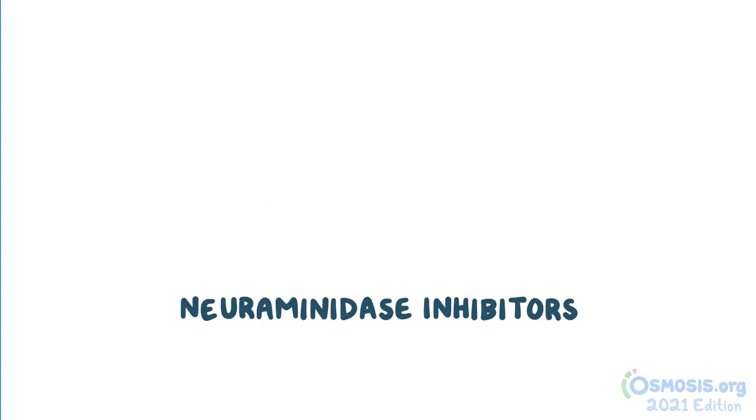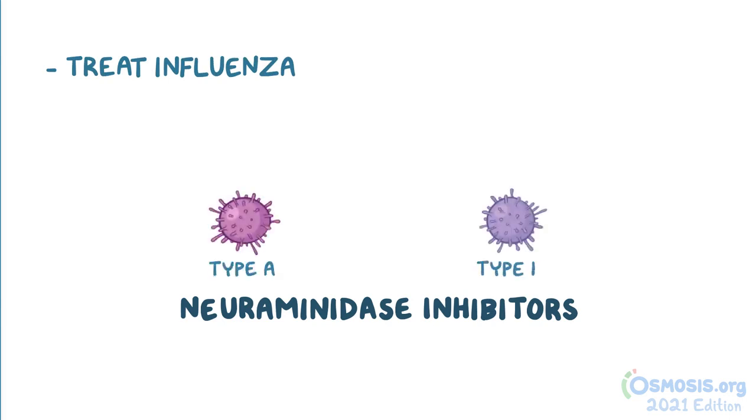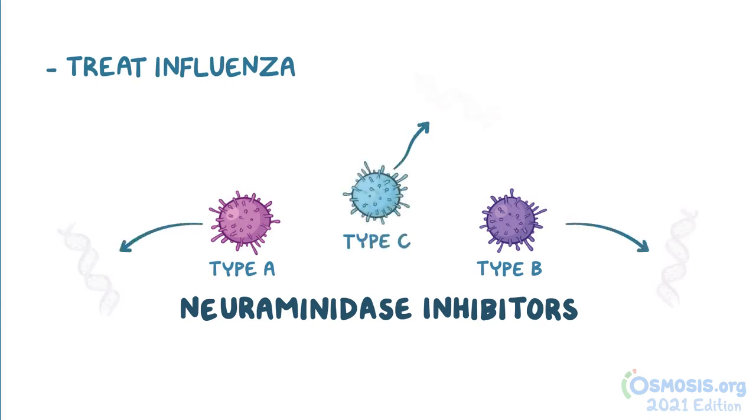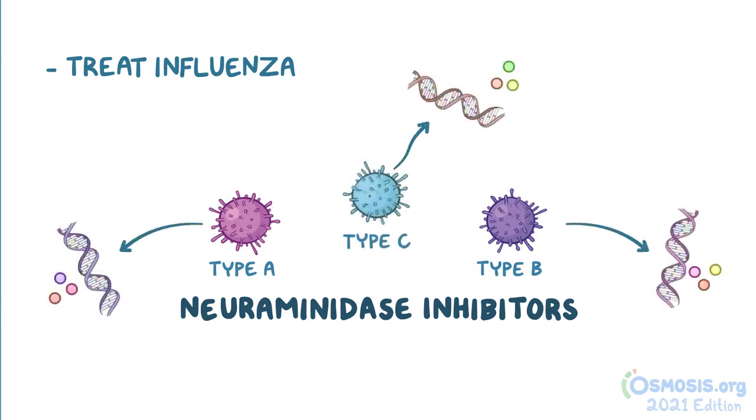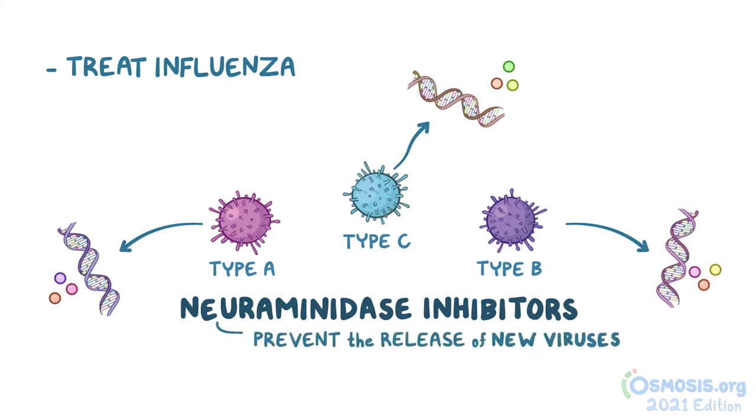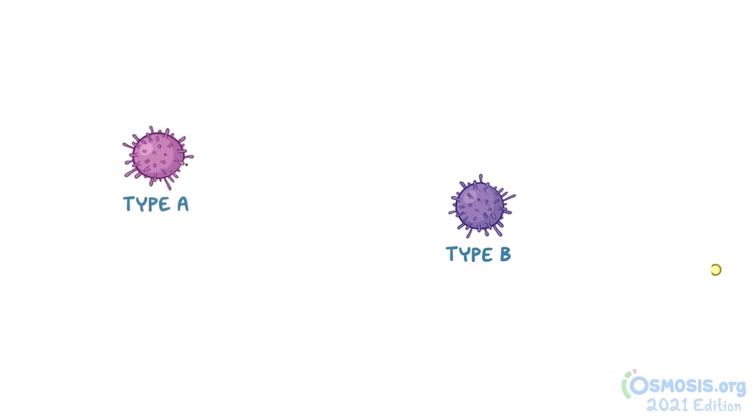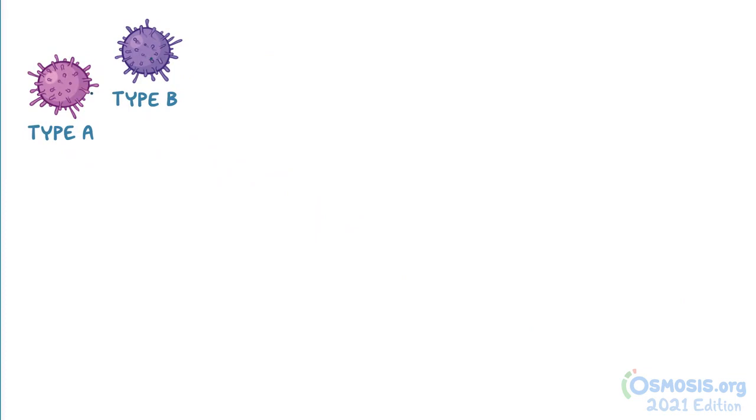Neuraminidase inhibitors are antiviral medications mainly used to treat influenza, which is the virus that causes the flu. There are three types of influenza viruses that infect humans: type A, type B, and type C, and each one has a slightly different genome and set of proteins. Now, neuraminidase inhibitors work by preventing the release of new viruses from infected cells, thereby limiting the duration of the illness. Alright, first let's focus on influenza A and influenza B.